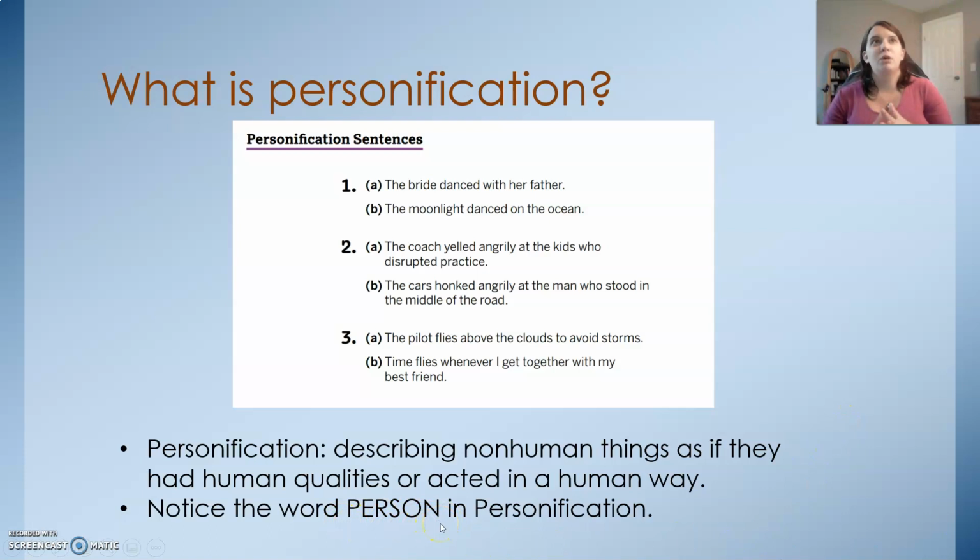Something I want you to notice: when you hear personification, you hear the word person. That is really important because that will help you remember if you ever get a question about it. If they ask you what is personification or what's an example of it, just look at the word person in it and you'll know, okay, it has to do with things being like a person. But remember, it's got to be about a non-person item. So it's not about a person, it's about a non-human thing that has human qualities.